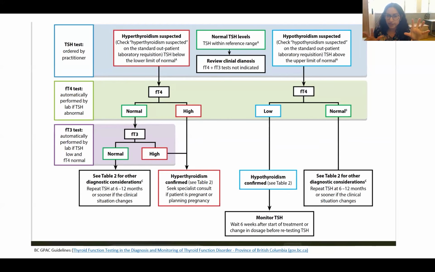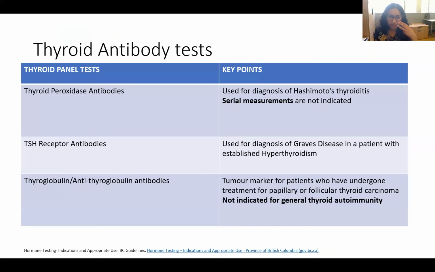So this is sort of a nice schematic to think about a stepwise approach when you're interrogating thyroid function and what it means in different scenarios. So then the next panel of tests that we can think about are antibody tests. And really, there are kind of three main antibodies I think about when I'm thinking about causes of thyroid dysfunction.